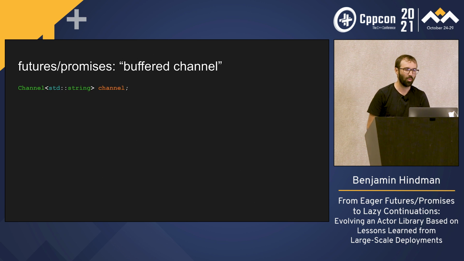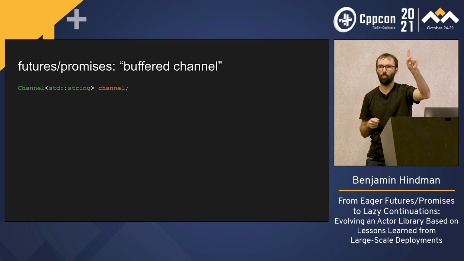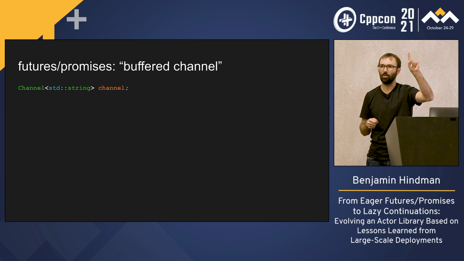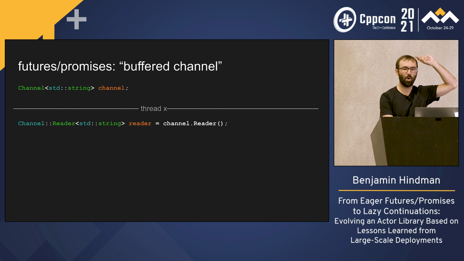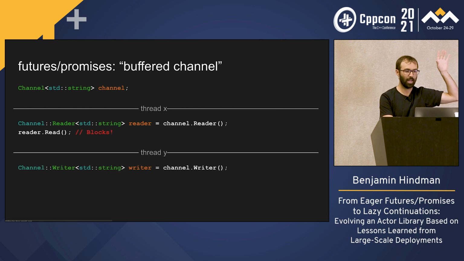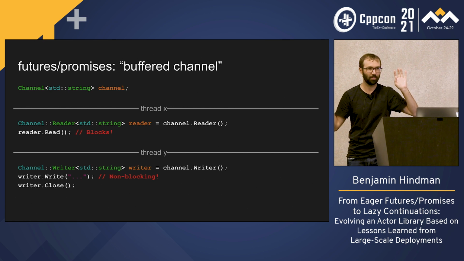background. The way I like to describe futures promises is they're kind of like a buffered channel where you only ever get to write one thing. Okay, so you can think of futures promises as kind of like a channel where you've got one thread that's got the read side of the channel, their reader, and then when they want to get something out and they call read, they block. And you've got some other thread that's got the write side of the channel. And when it wants to put something in, it calls write, and then it closes, because it only ever writes one thing.